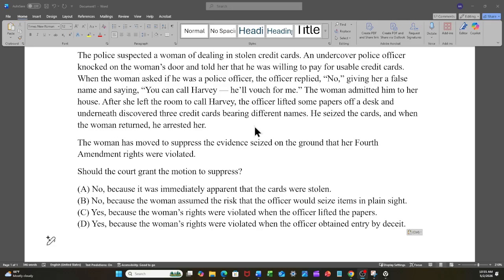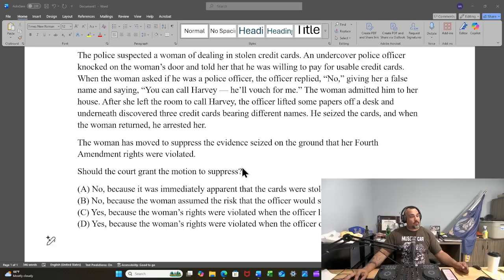So let's go over and discuss what is happening here. We got ourselves a woman, and she deals in stolen credit cards. How does the undercover agent know this? I don't know. We could assume that he probably talked to Harvey, this guy down here, and the police have it on good authority somehow, some way, that she deals in stolen credit cards. Because you don't just go to someone's house randomly. They got some kind of lead. Obviously what I'm talking about right now is not really important. I'm just trying to make this conversation lively.